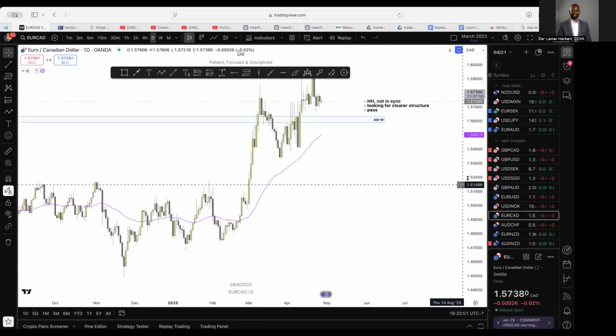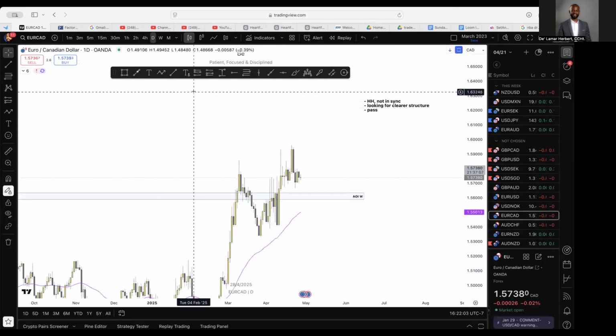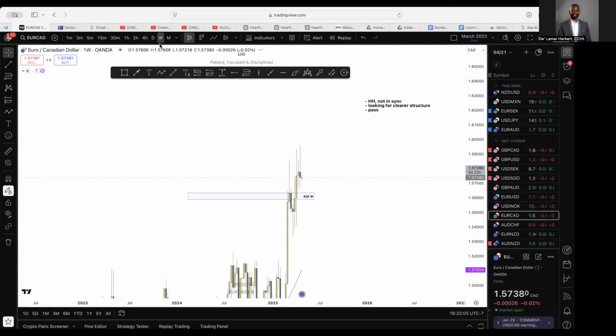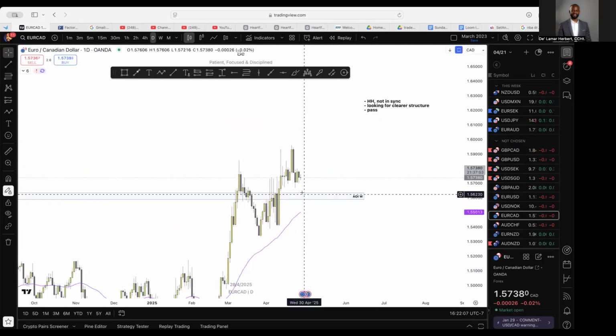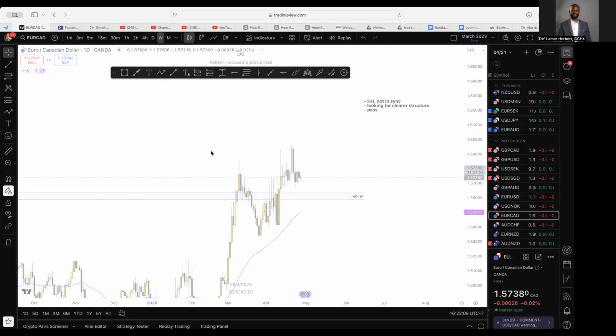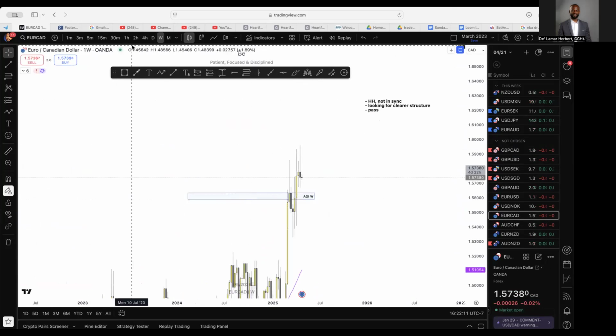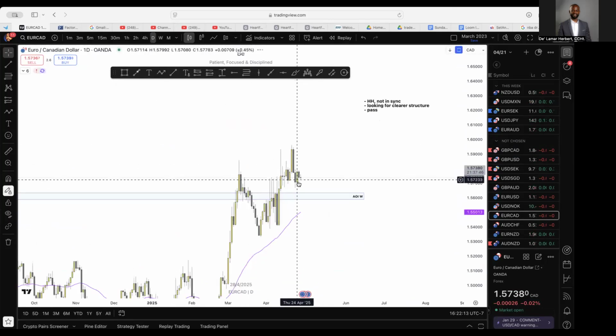Euro CAD, weekly bullish, daily bearish. If we look for some sort of counter, we'll be right here. But by the time we actually shift structure, or by the time we even wanted to take a trade right here, it just wouldn't make sense.